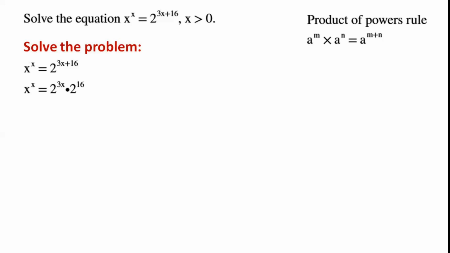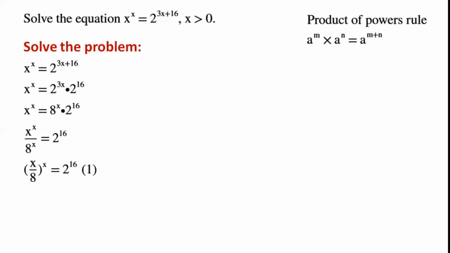So 2 to the power of 3x plus 16 can be written as 2 to the power of 3x times 2 to the power of 16. 2 to the power of 3x can be written as 8 to the power of x. By rearranging the equation, we have x to the power of x over 8 to the power of x equals 2 to the power of 16.